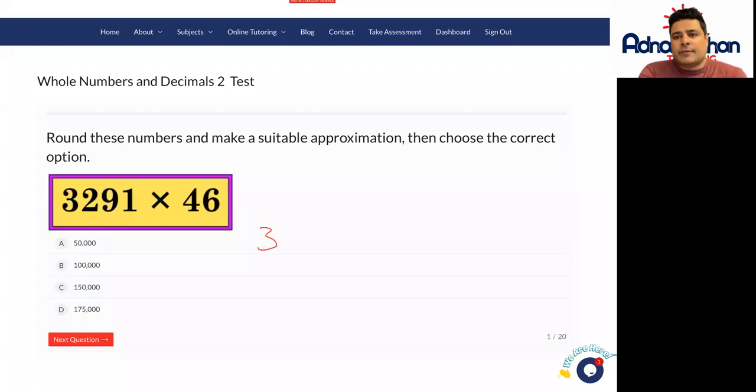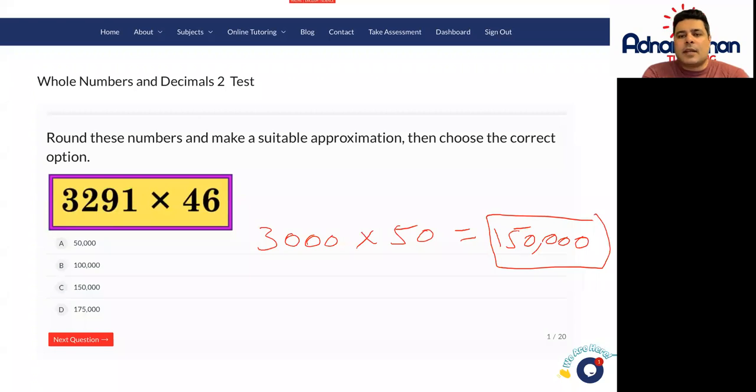So we do 3,000 times 50. You can see that the 3,291 has been rounded down to the nearest thousand, and 46 has been rounded up to the nearest ten. So 3,000 multiplied by 50 will give us 150,000, which means we do not need to approximate the answer because the option is already provided for us.